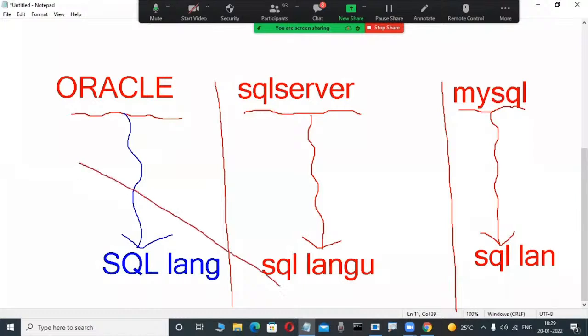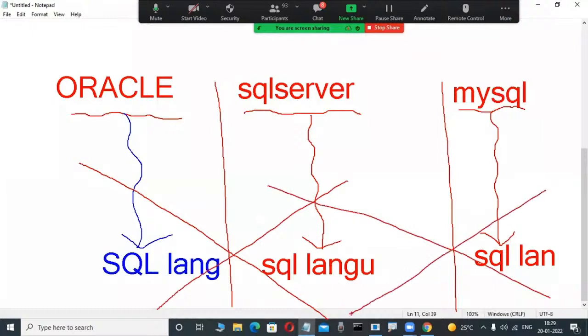100% wrong one. These SQL languages are different, not the same. Why are so many students confused? Why are so many employees saying they are the same?